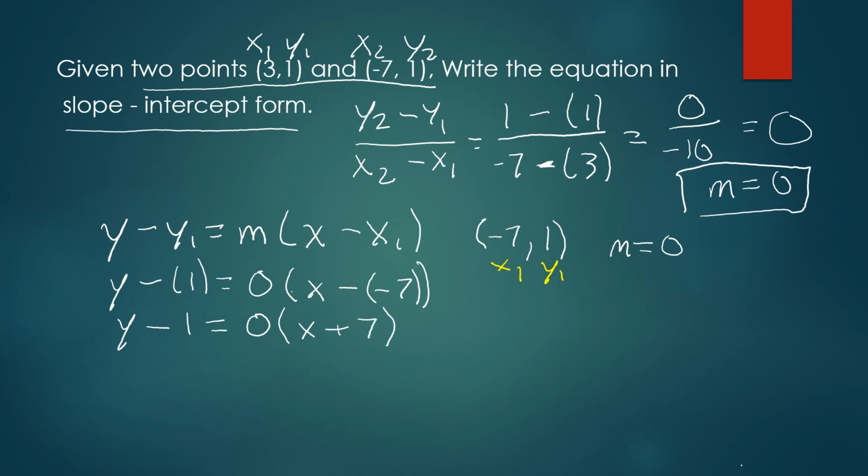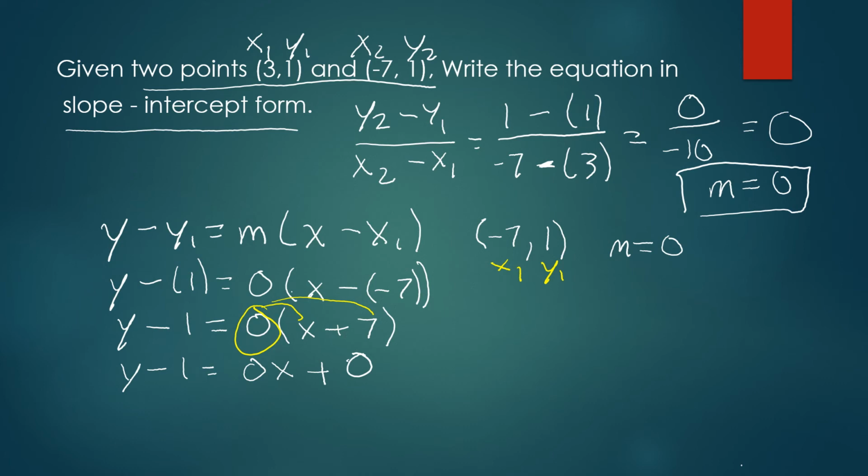Alright, now I'm going to use the distributive property. So I'm going to circle that, and I'm going to multiply this. I'm going to multiply this. Now, be mindful of the following thing. Slope is 0. So 0 times x gives me 0x. 0 times 7 gives me 0.